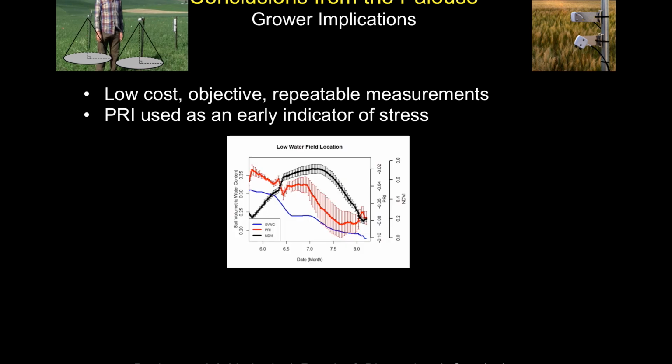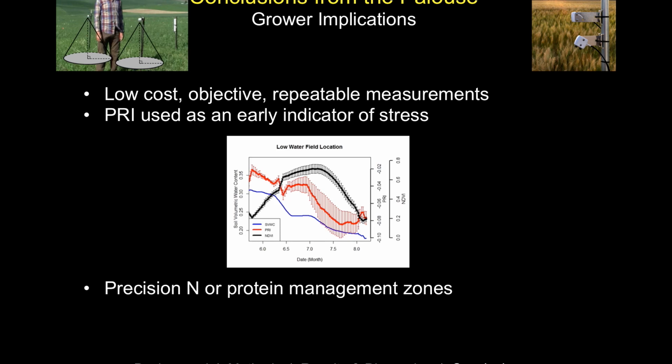Again, here's that seasonal figure I showed with the NDVI and PRI signals, and the PRI signal dropping off quite a bit before we see onset of senescence visible from NDVI. This could also help growers begin to think about managing their field for precision nitrogen or protein management zones by deploying instruments at different parts throughout their field and just looking at the seasonal time step like I show here, and trying to get a handle on these responses of the crop to the environment to improve protein and nitrogen management.